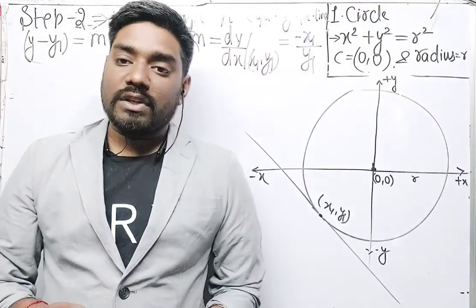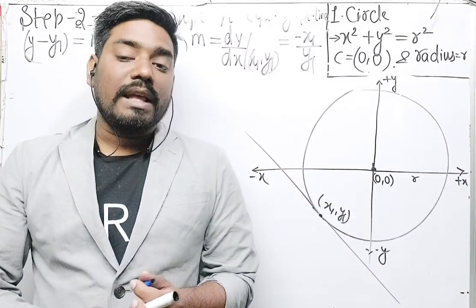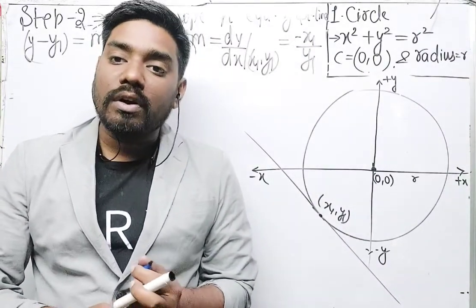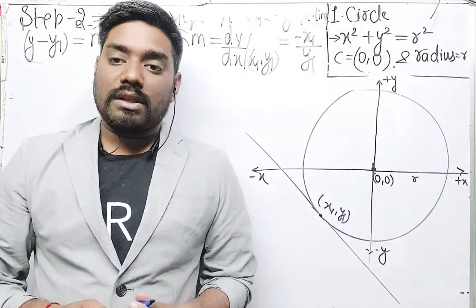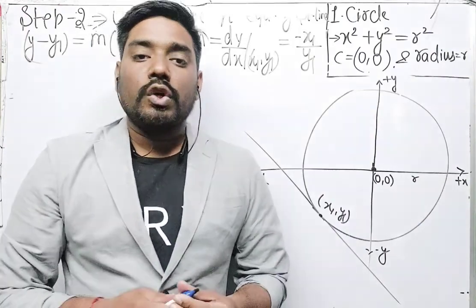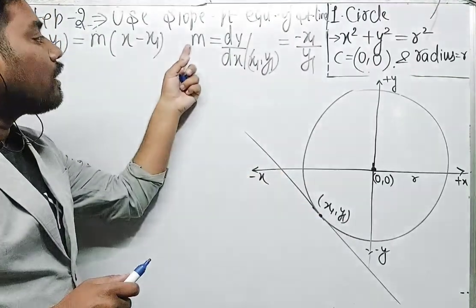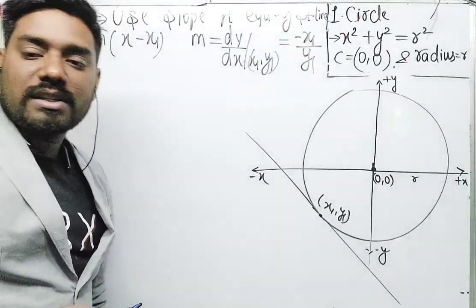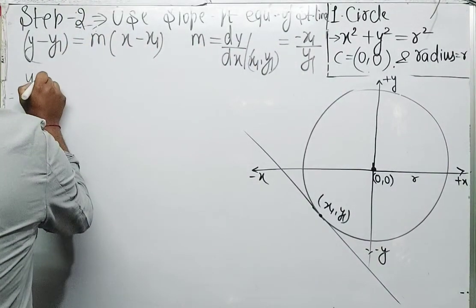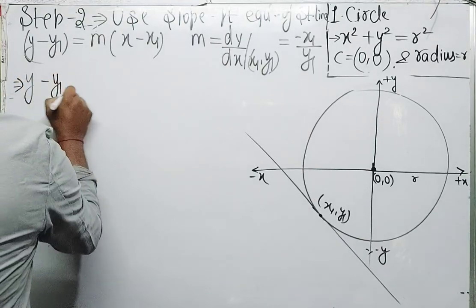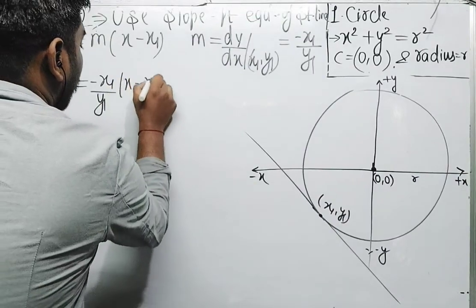So you have the slope, and you have the point also, because that point is your point of contact of the tangent with the circle. That is given in the question, x1 y1. So we have the point x1 y1, and the slope is minus x1 upon y1. So just put the value and get the result. It will be y minus y1 is equal to minus x1 upon y1 multiplied by x minus x1.